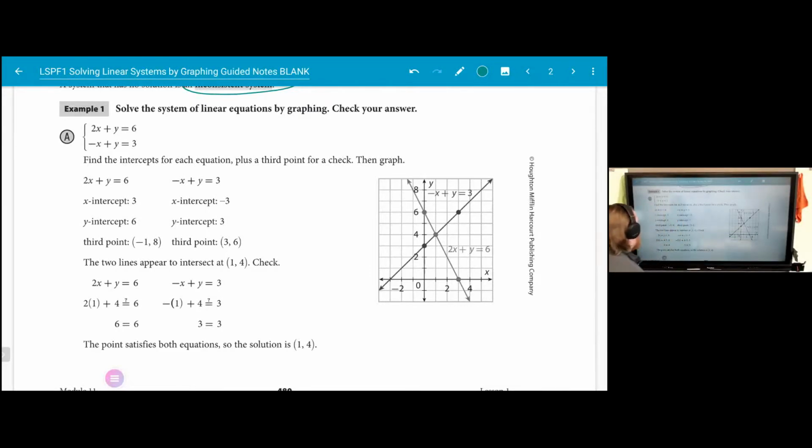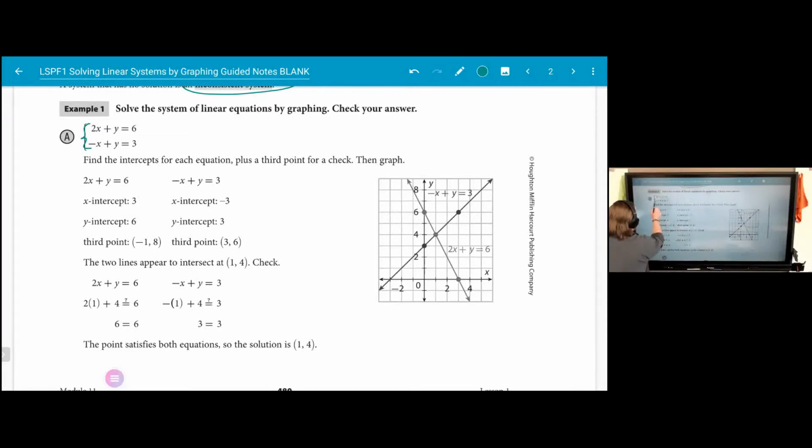What we have here now is this. We have 2x plus y equals 6 and negative x plus y equals 3. This little curly bracket on the left-hand side is what indicates our system. That's a system, two equations right there. Now, I agree.